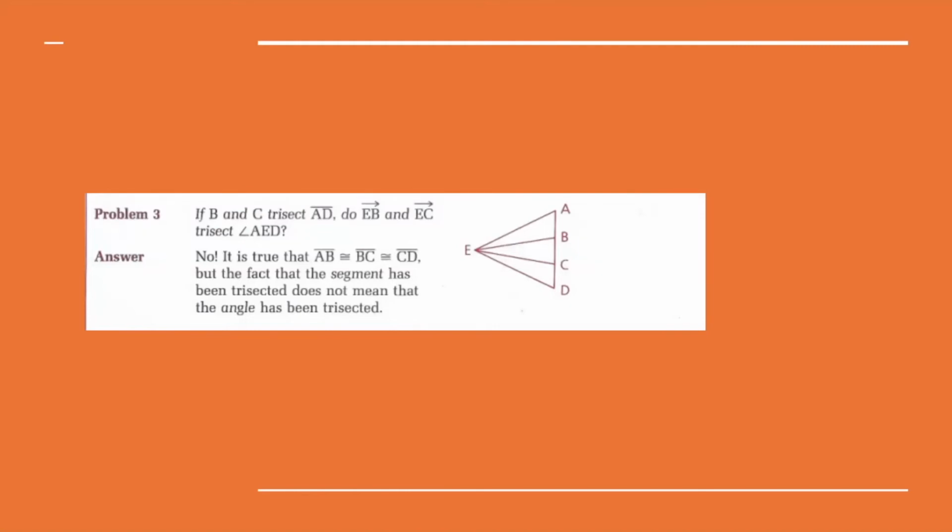Problem 3. If B and C trisect ray AD, do ray EB and ray EC trisect angle AED? The answer would be no. It's not true that line AB is congruent to line BC and is congruent to line CD. The fact that the segment has been trisected does not mean that the angle is trisected. So we know that B and C trisect line AD, but from this we can't conclude that ray EB and ray EC trisect angle AED, so we cannot make conclusions here.